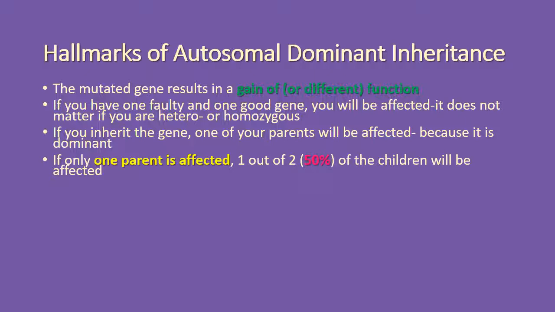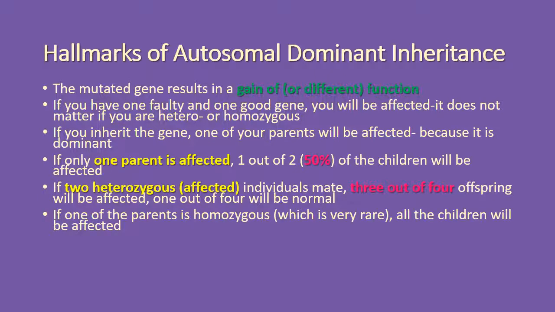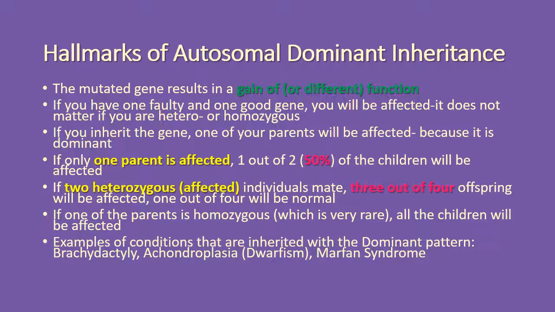If only one parent is affected, then 50% of the children will be affected. If by chance there's 2 heterozygotes, there's 2 affected individuals, then 3 out of 4 of their kids will be affected. And if one parent is homozygous for the trait, which, like I said, is rare, but is possible, then all the children will be affected.